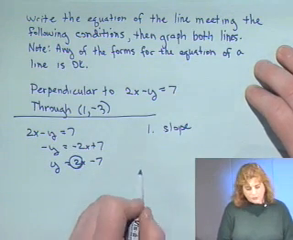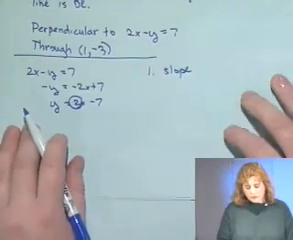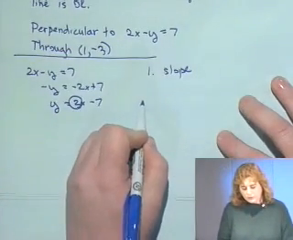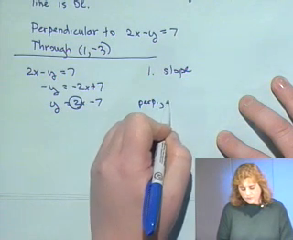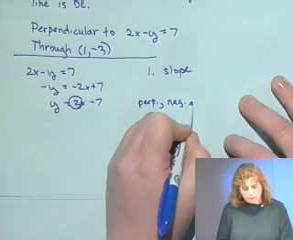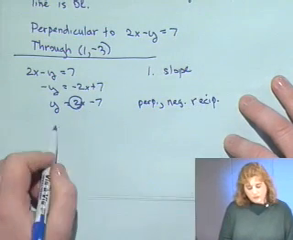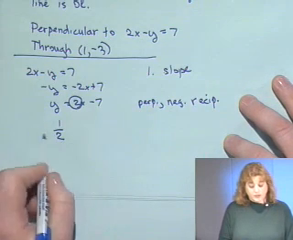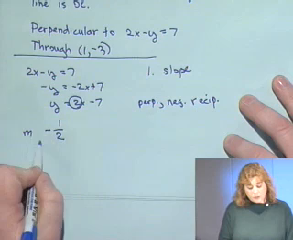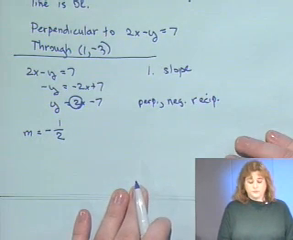But remember that for perpendicular lines, slopes are negative reciprocals. So I'll just abbreviate that. That means I need to flip this 2 over to get a 1/2, and then I need to change the sign. So the slope of my perpendicular line is negative 1/2.